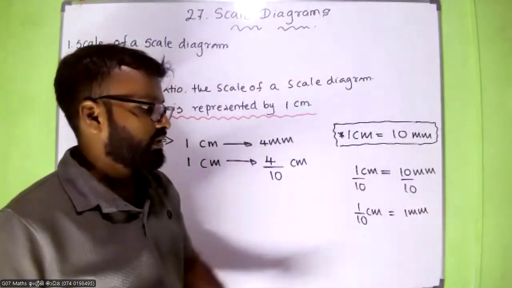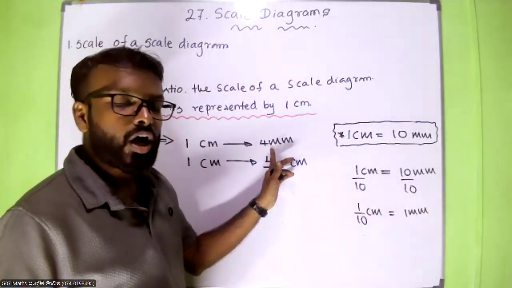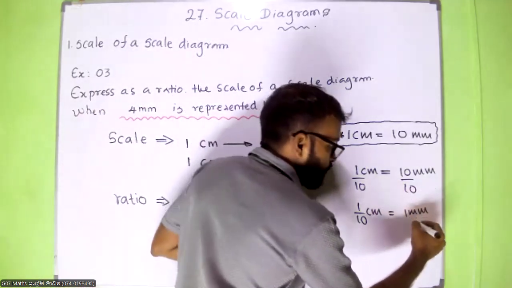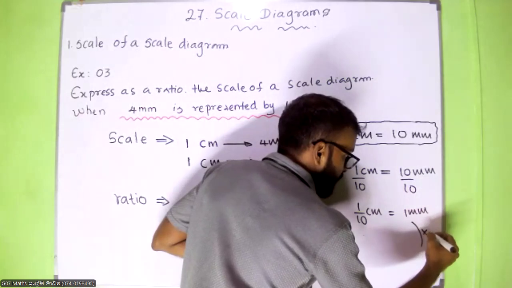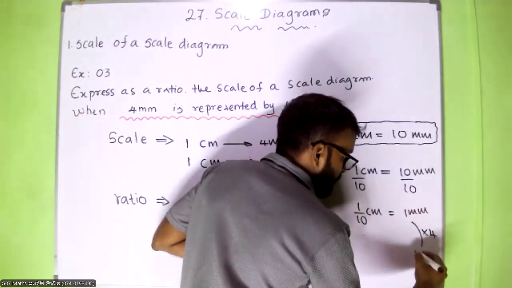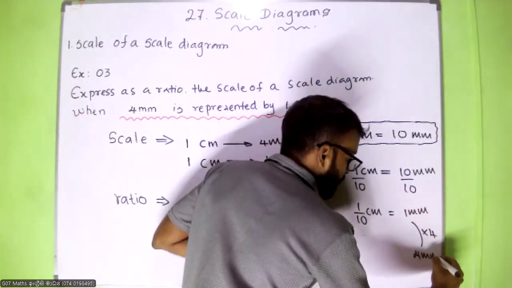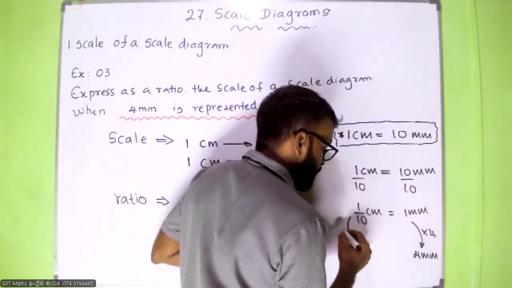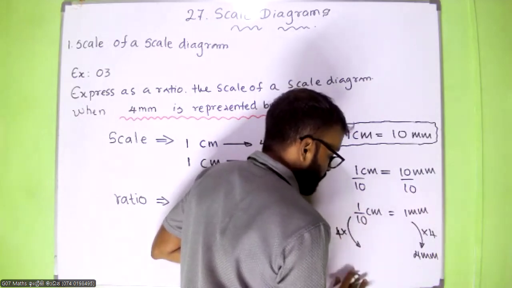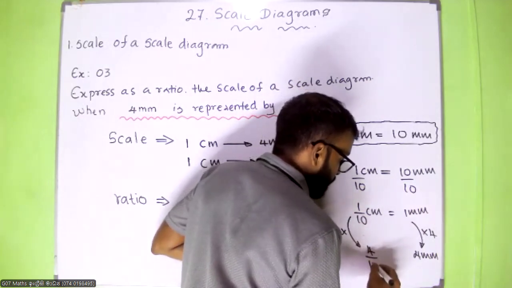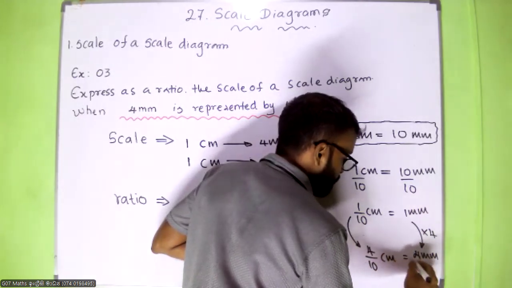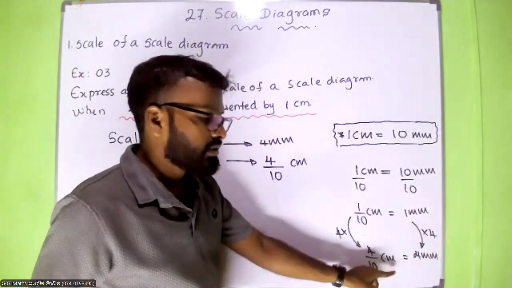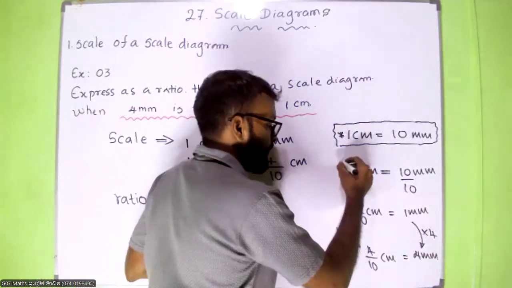Now you need to find for 4 millimeters. So you are going to multiply this side by 4, that means 4 millimeters. The same thing you need to do to this side: multiply by 4. Then 4 divided by 10 centimeter. So 4 millimeters equal 4 divided by 10 centimeter. This is how we obtain that.